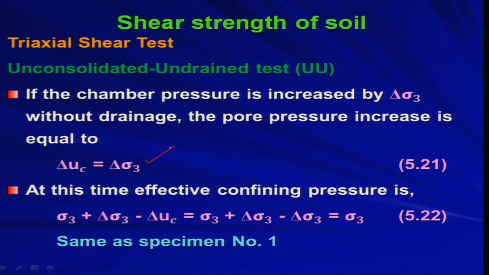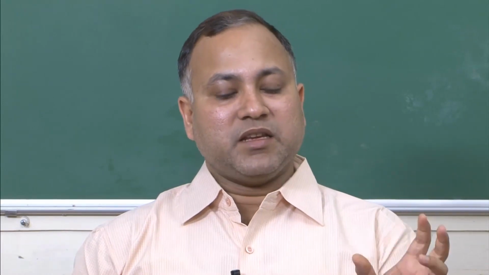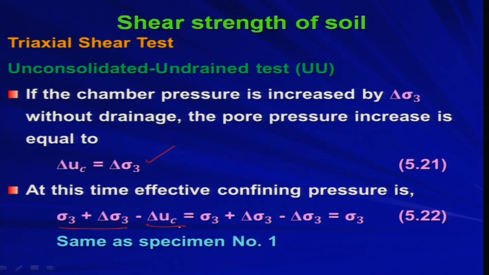So at this time the effective confining pressure is sigma 3 plus delta sigma 3 minus delta UC. What is your total confining pressure? Sigma 3 plus delta sigma 3. And what is your effective confining pressure? Sigma 3 plus delta sigma 3 minus the pore water pressure. How much is the pore water pressure? Delta UC, and delta UC is equal to delta sigma 3. So you will get sigma 3. At this time your effective confining pressure is nothing but sigma 3, the same as specimen number 1.